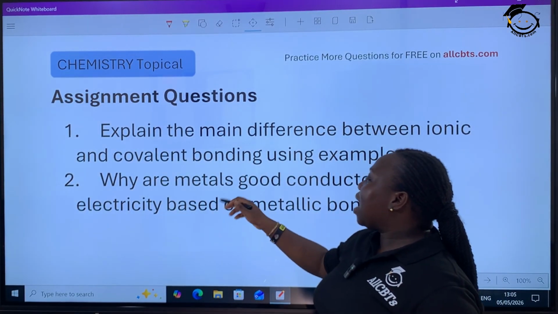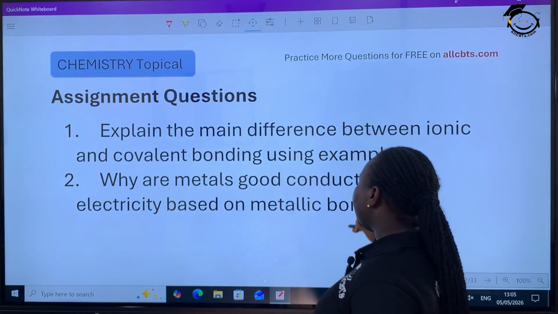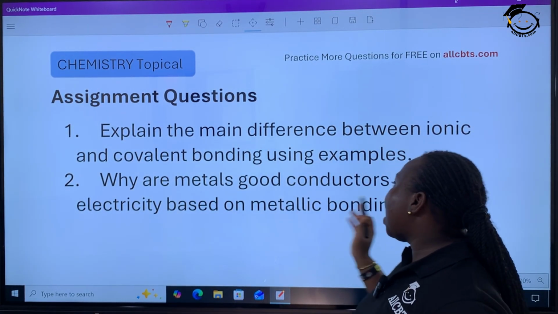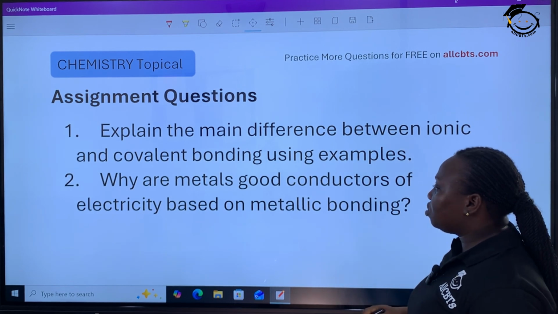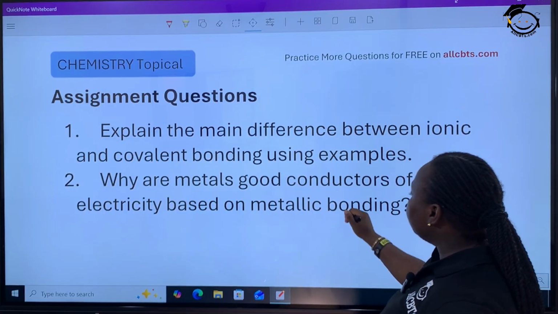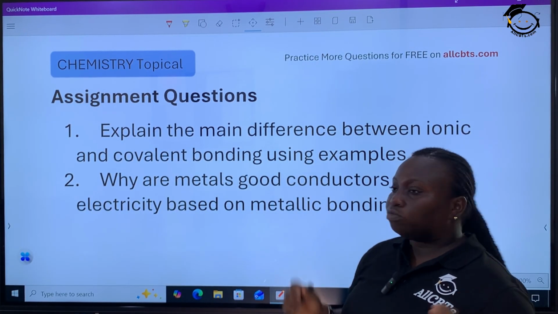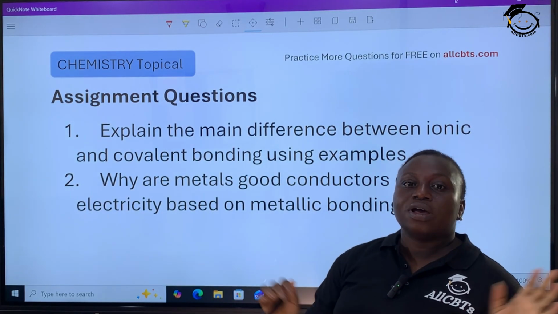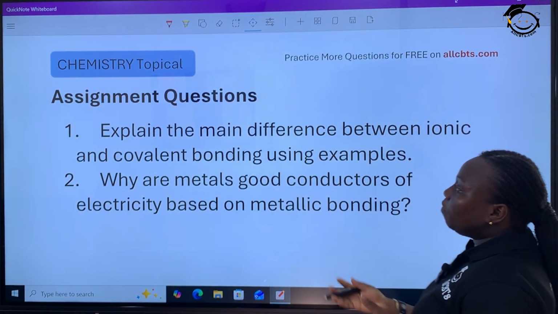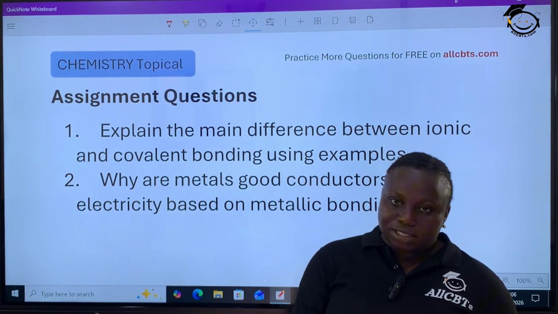Number 2, why are metals good conductors of electricity based on metallic bonding? What is the characteristic of this metallic bonding that makes metals good conductors of electricity? When you are done with this assignment, drop it in the comments section.